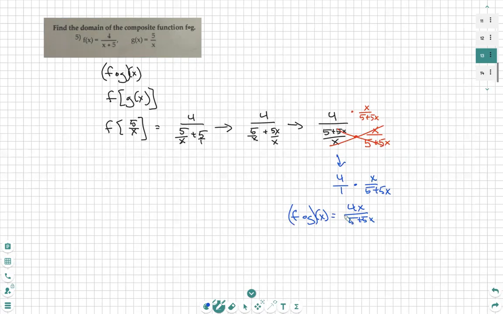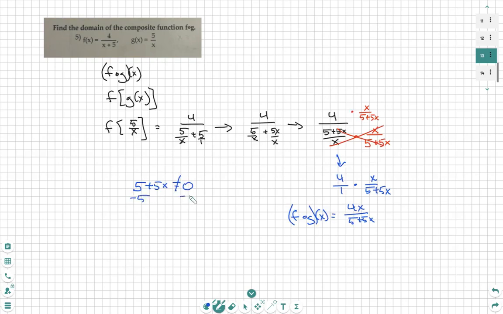Next, what they're asking for is the domain. So the domain is asking for any restrictions within this given function. What we know is there are 3 restrictions: the denominator, the square root, and the square root that's on the denominator. This one we can see is a denominator. What we know about a denominator is that it is not allowed to be equal to 0. So we set 5 plus 5x does not equal 0.